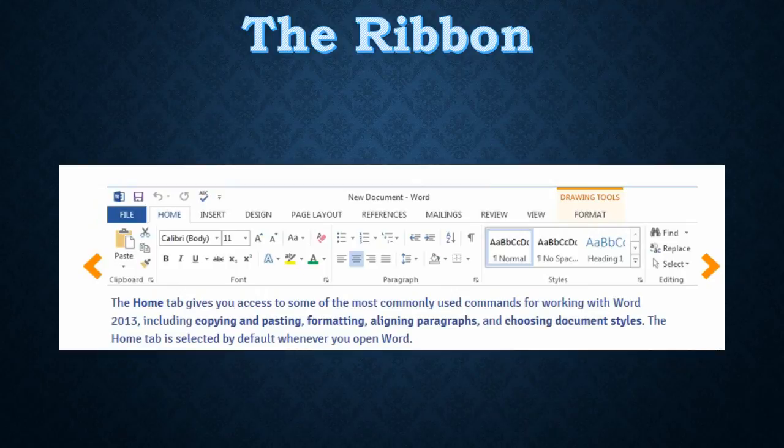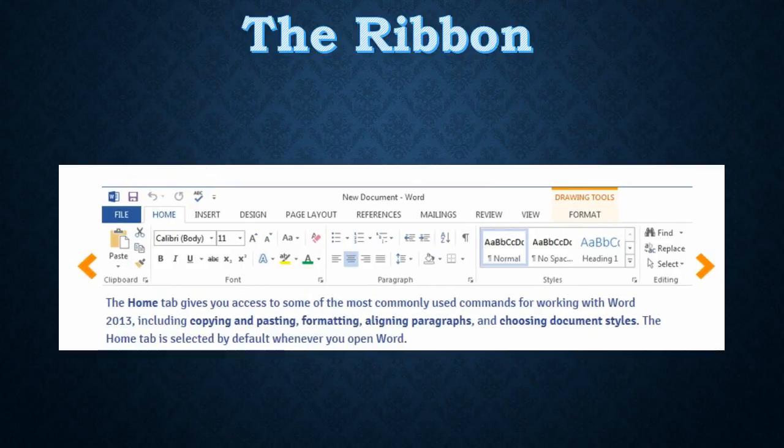Okay, so like I said in the last slide that we were on, we are now going to take a look at the ribbon and the different kinds of tabs and what they can do for you. The first tab, which is here, your Home tab, gives you access to some of the most commonly used commands for working with Word 2013. Included in that would be your copy and paste, formatting, aligning paragraphs, and choosing document styles. The Home tab is selected by default whenever you open Word. So it's going to be the first thing that comes up when you open Word.